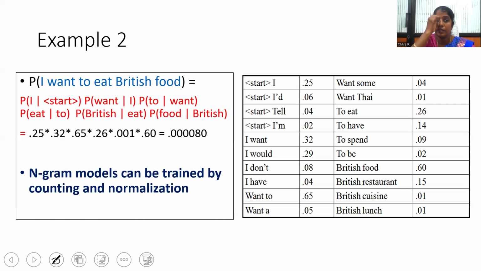Consider this one. I want to eat British food. Here also add start and end. End is missing here. The probability of end should also be added here. End by food, that should also be added here.